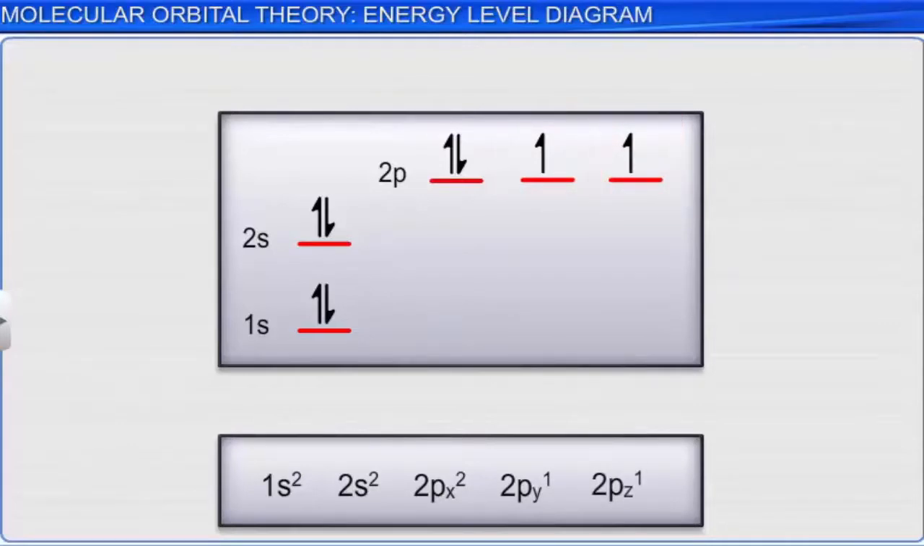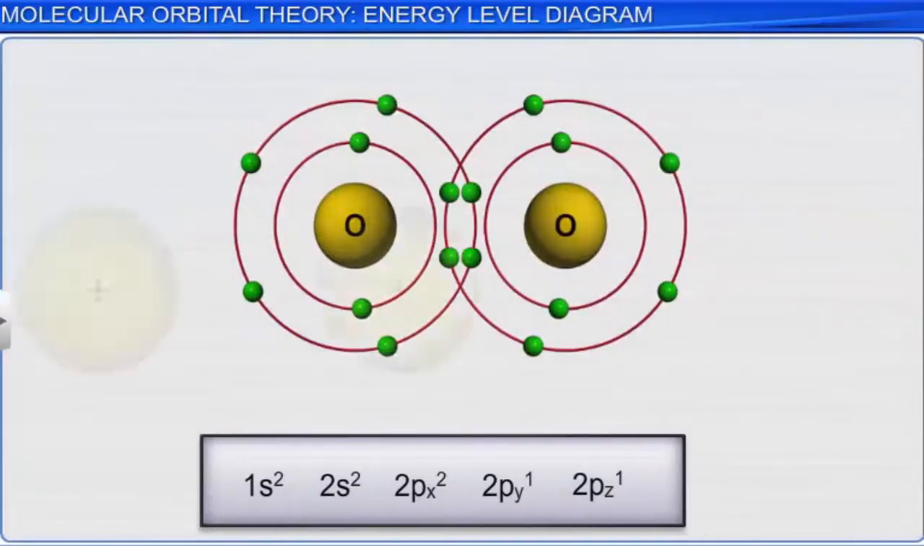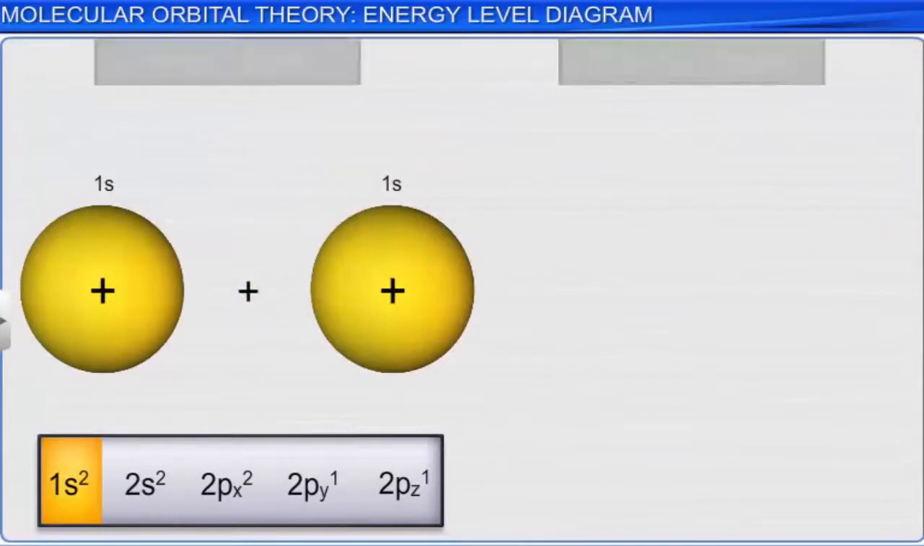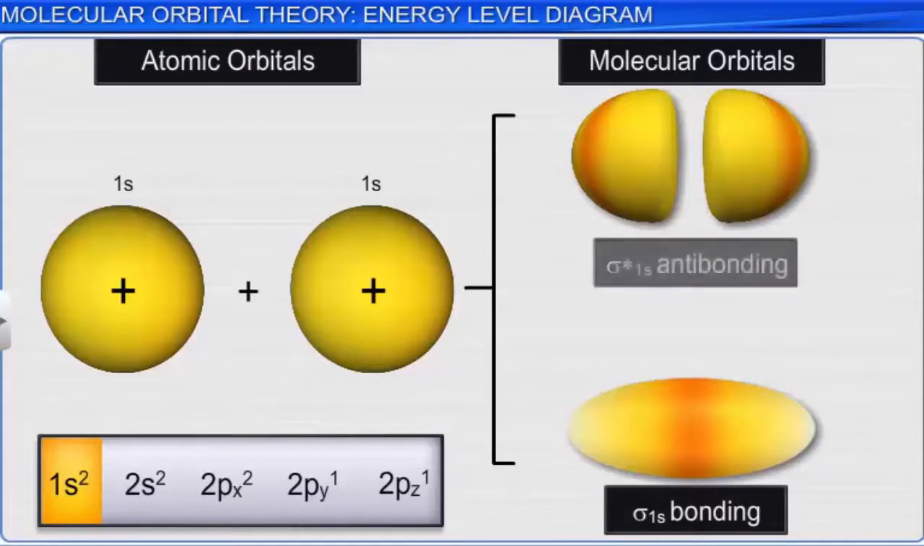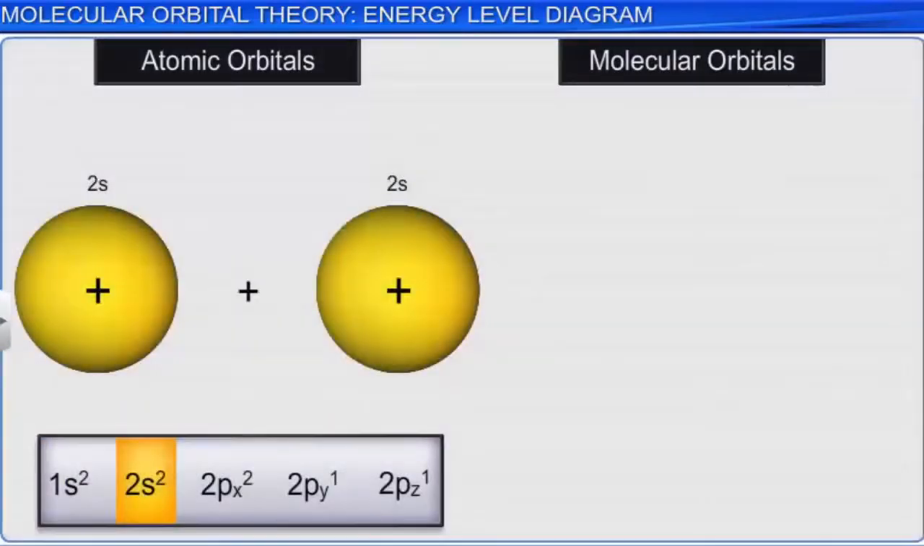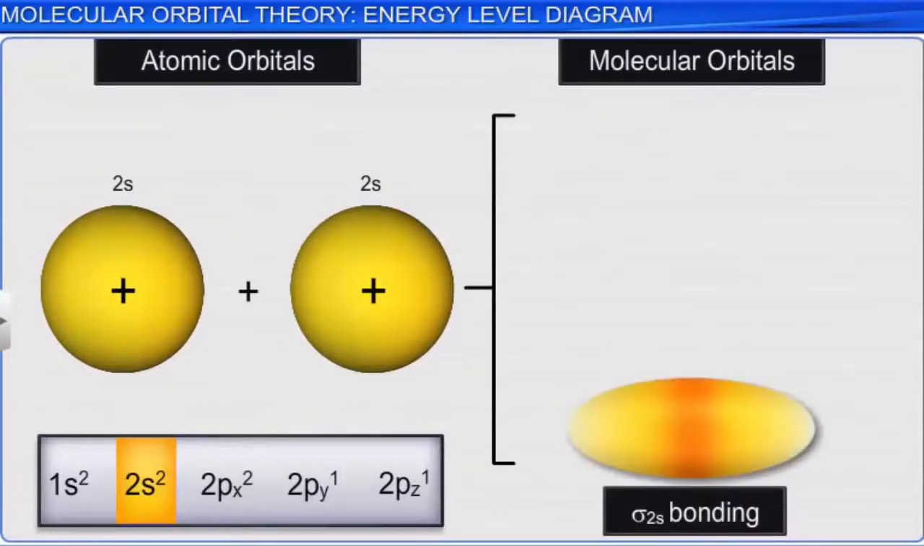When two oxygen atoms come together, their 1s² atomic orbitals combine to form two molecular orbitals. Their electrons are concentrated along the bond axis. Hence, they are called sigma 1s bonding and sigma star 1s antibonding molecular orbitals. The two 2s orbitals combine to form sigma 2s bonding and sigma star 2s antibonding molecular orbitals.